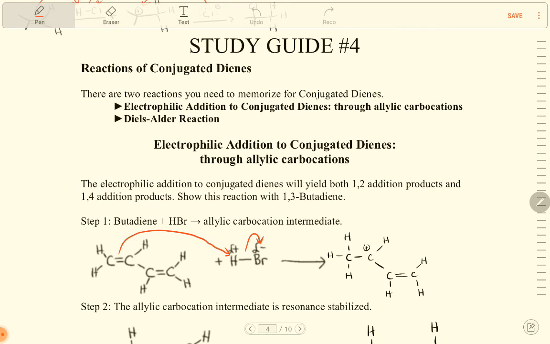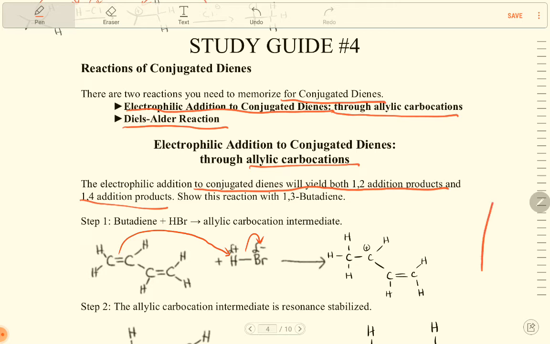Now the reactions of conjugated dienes. So there are 2 reactions that you need to memorize for conjugated dienes. The first one is electrophilic addition to conjugated dienes through allylic carbocations, and the second is the Diels-Alder reaction. Alright, so electrophilic addition to conjugated dienes through allylic carbocations. Electrophilic addition to conjugated dienes will yield both 1,2 products and 1,4 products. We need to show this reaction with 1,3-butadiene.